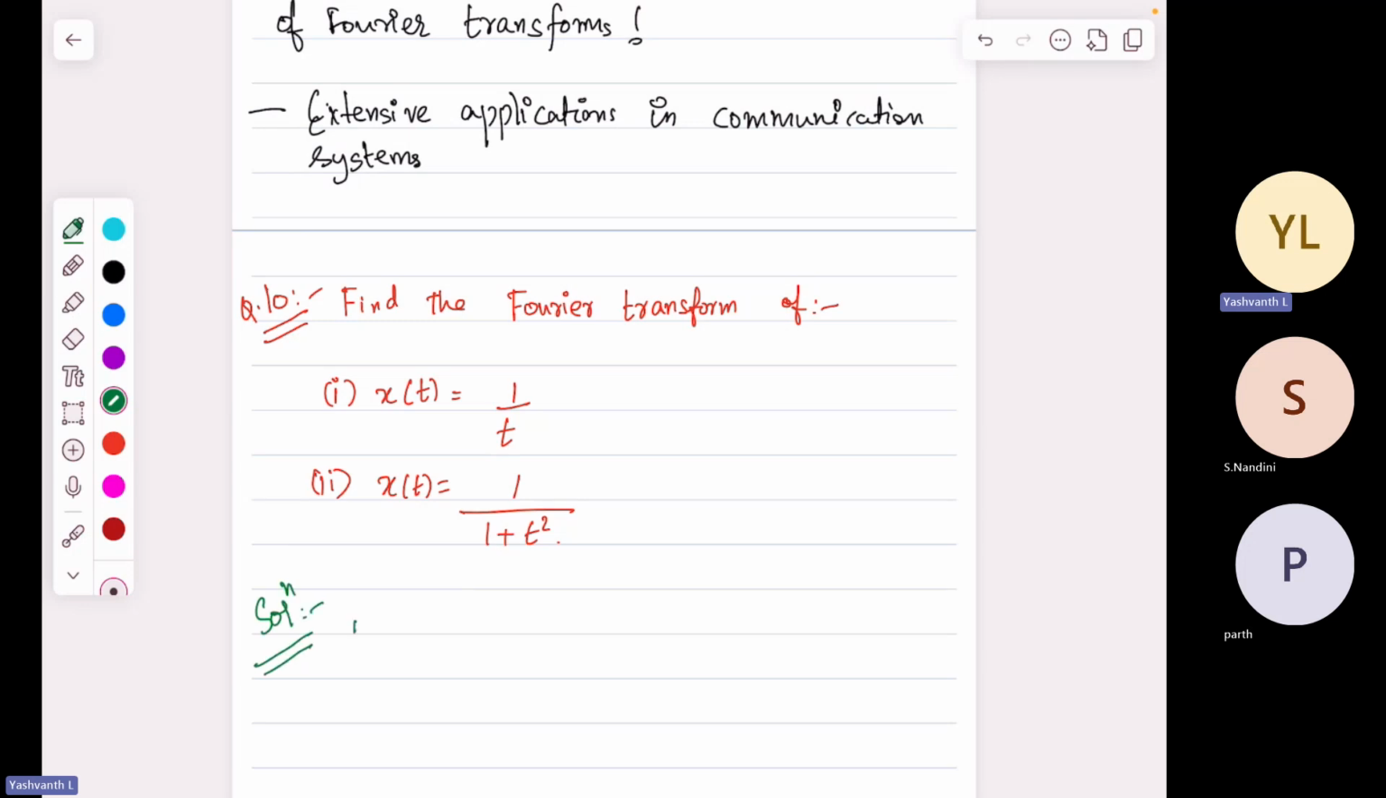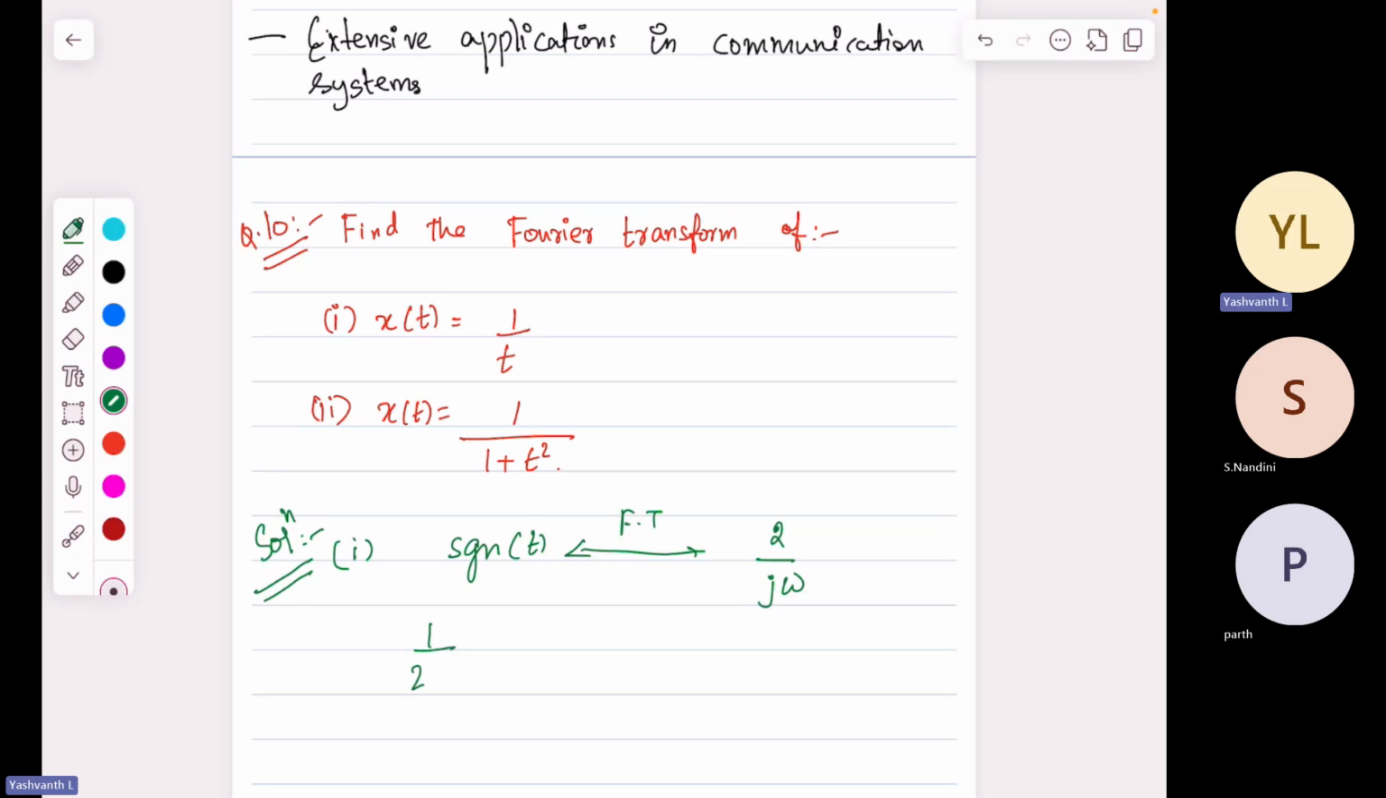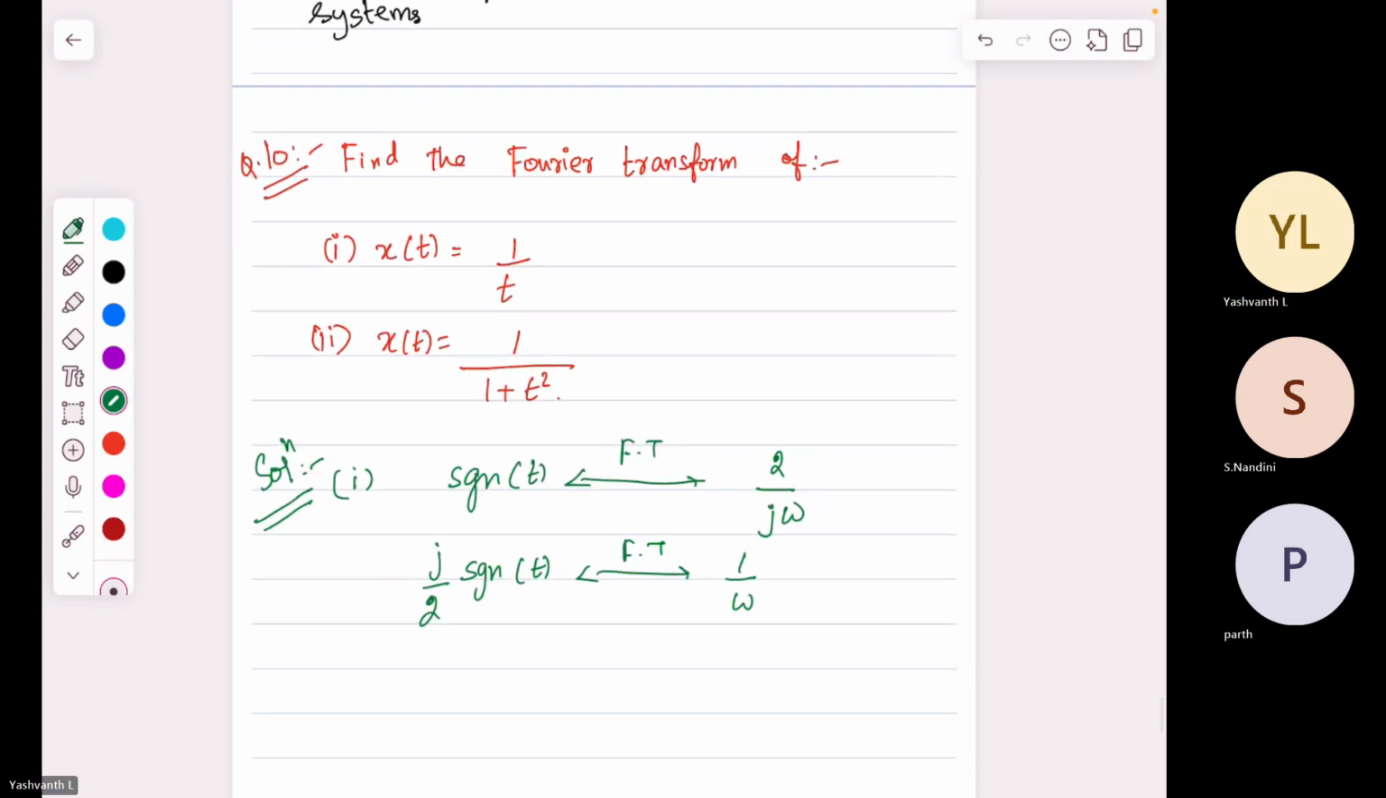So first, what I will do is recall that signum of t has the Fourier transform 2 by j omega, or j by 2 into signum of t will have the Fourier transform 1 by omega. Now, do you get any clue how to find the Fourier transform of 1 by t? Any idea? Simple duality property. That's all.